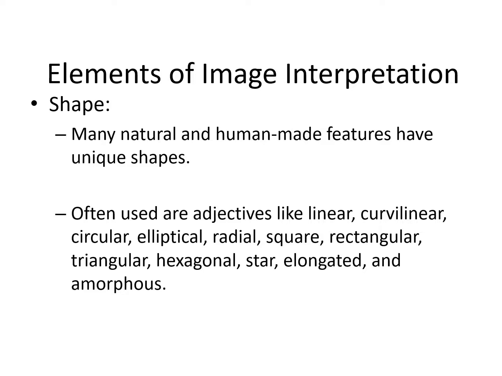So what are the elements of image interpretation? Well, lots of things, but the first one we look at is something as simple as shape. Many natural and human-made things have a unique shape, things that we don't typically see a lot in nature, or not at the scale, or made out of the materials that we see them made out of. And so we use that as a means of identifying things. And how do we describe it? We talk about how linear or curvy or round things are, as well as other shapes.